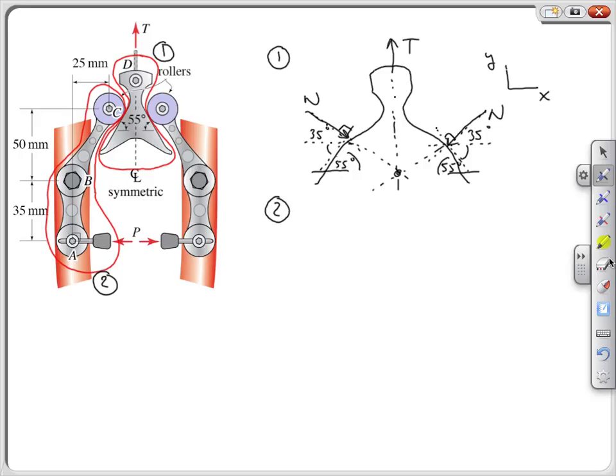For arm ABC, we have something like this.